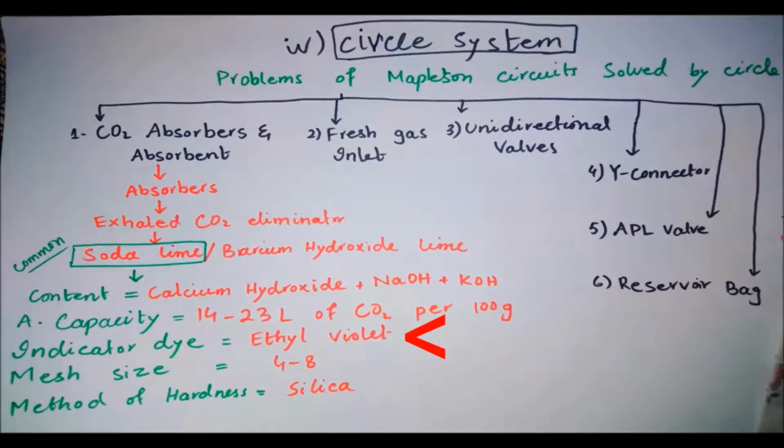Indicator dye used is ethyl violet, which turns from white to purple when absorbent is exhausted. Granule size is 4 to 8 mesh. Mesh is the number of openings per linear inch.